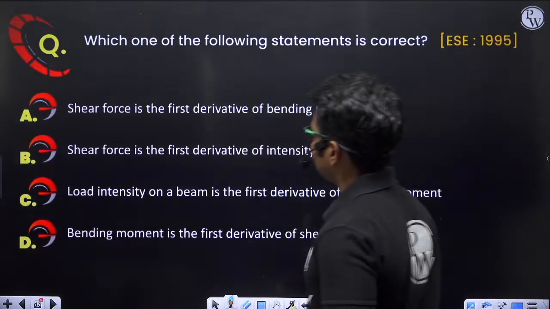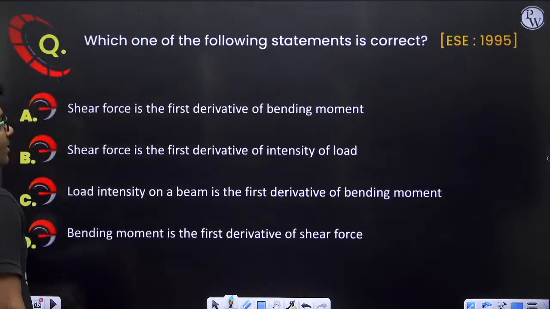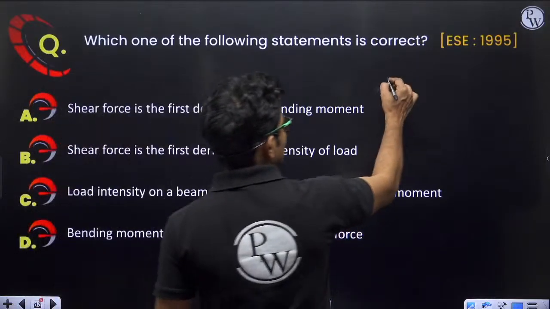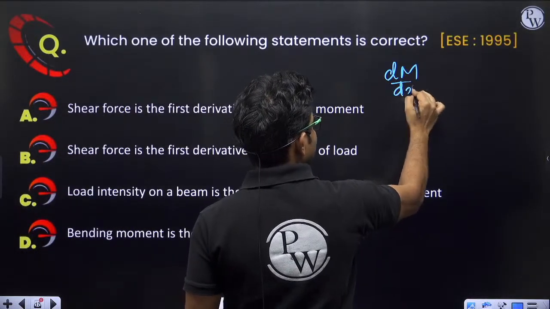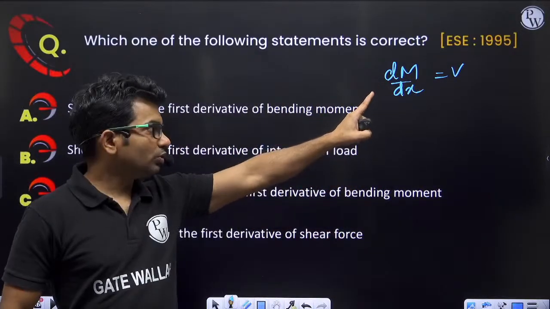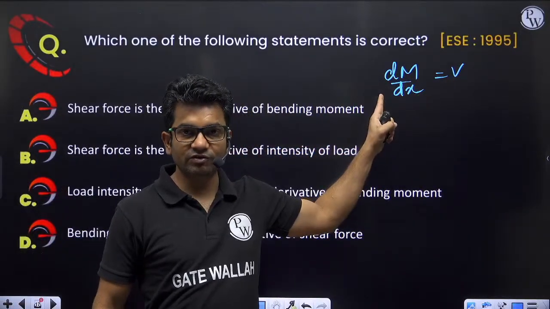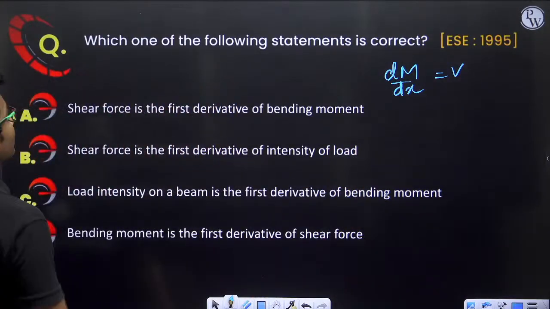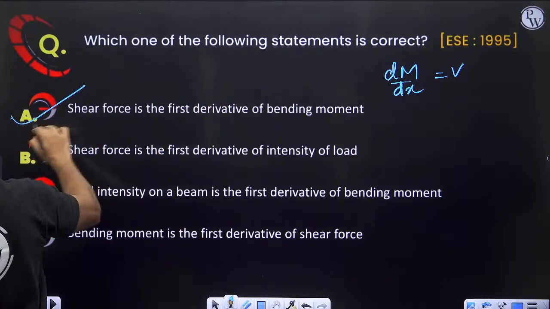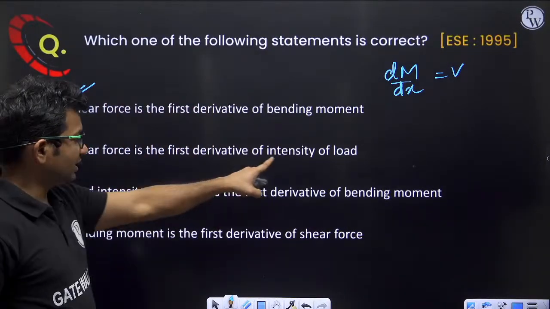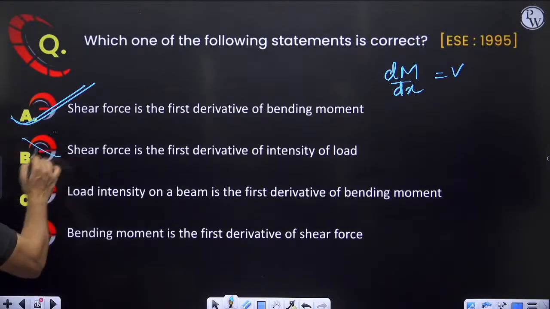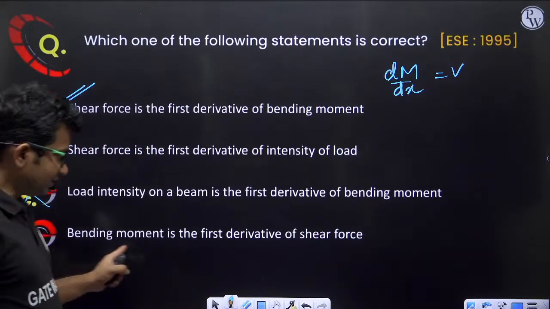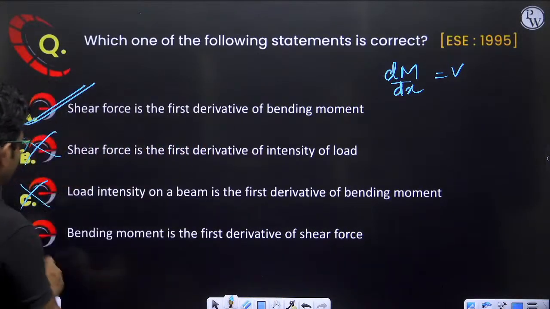Which one of the following statements is correct? Shear force is the first derivative of bending moment. So dM by dx is equal to V. We know this. So the first derivative of bending moment is equal to shear force. This is correct. Shear force is the first derivative of intensity of load? No. Load intensity on a beam is the first derivative of bending moment? No. Bending moment is the first derivative of shear force? No. Okay, so option A is correct.